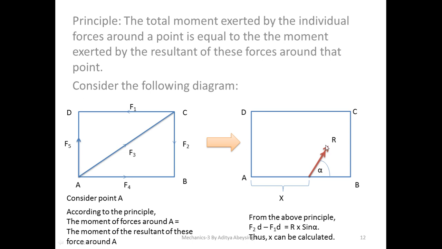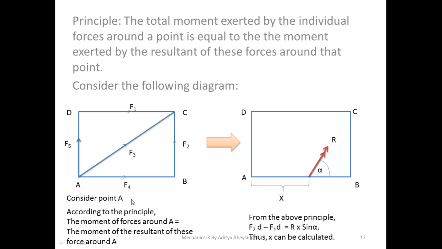You can say that the total moment exerted by the individual forces around some point, say A, is equal to the moment exerted by the resultant of these forces around that point. That should happen because this set of forces is in fact reduced to the resultant R, so the same effect is expected from the resultant R as well. So considering point A, according to the principle, the moment of forces around A is equal to the moment of the resultant of these forces around A.